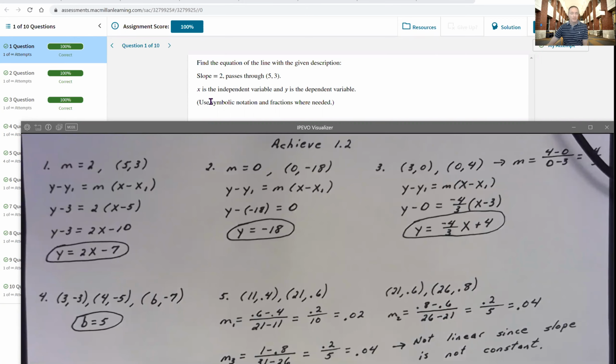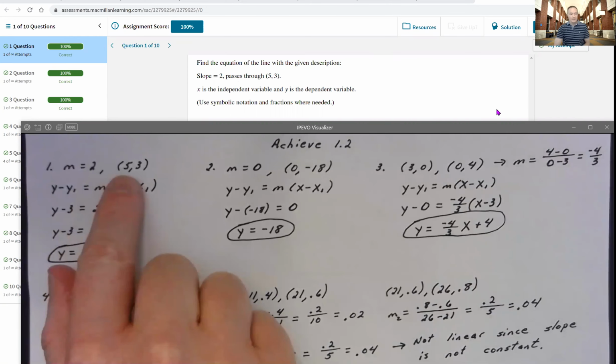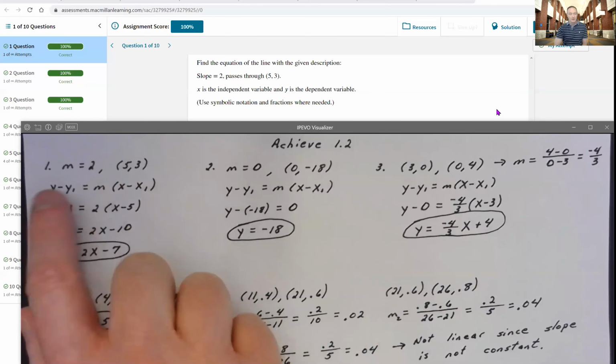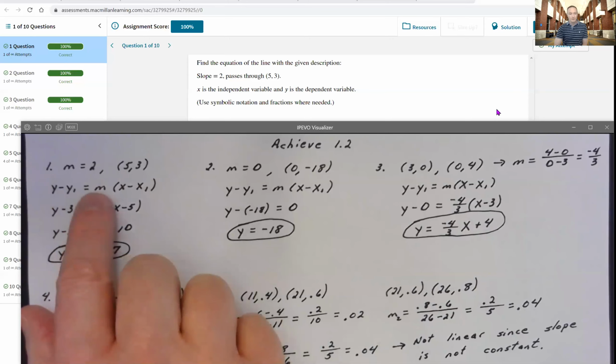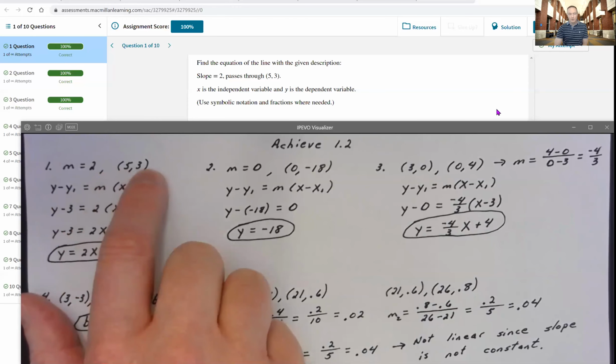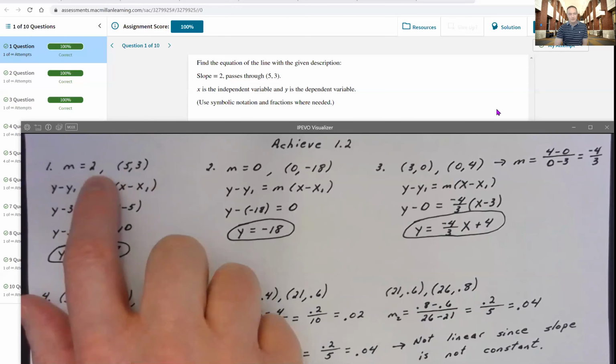My first problem asked me to find the equation of a line with a slope of 2 that passed through the point (5, 3). So you'll see here what I did was I said, all right, I'm going to use the point-slope formula. There are other methods, but I think this is the easiest one. y minus y1 is equal to m times x minus x1. We know that this ordered pair is our x1, y1. Of course, this is our m.